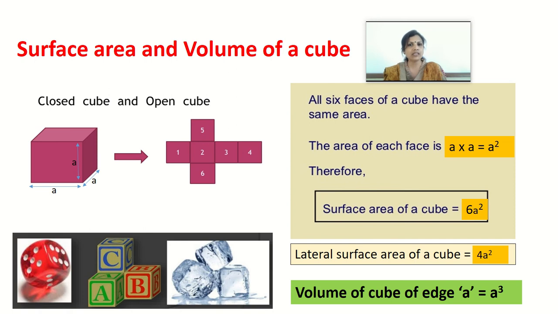When we talk about lateral surface area, it is the area of the 4 walls. The top and the bottom of the solid figure are not included in the lateral surface area. So the lateral surface area of a cube is equal to 4 A square. And the volume of a cube of edge A is equal to A cube. So these are the 3 formulas which you have to learn and keep in mind. You can also see some pictures from our day-to-day life which are cubical in shape. Let's move to the next solid figure.